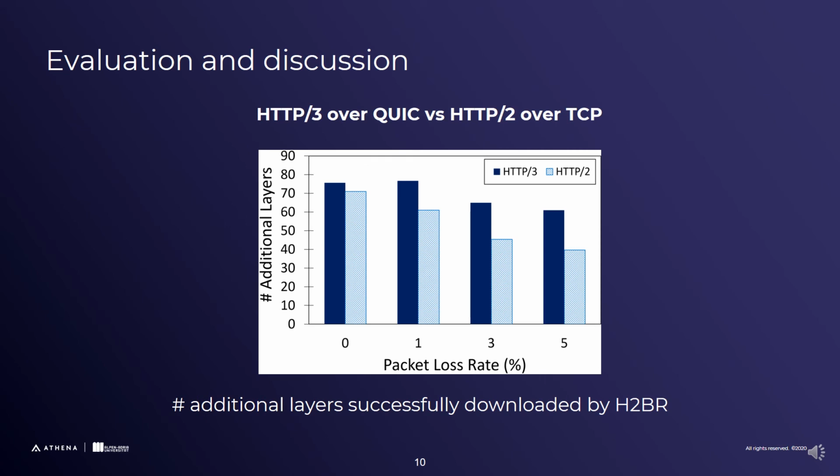This figure shows that HTTP3 supports H2BR to download more additional layers than HTTP2. With HTTP3, H2BR can fetch from 6 to 50% more additional layers, which can significantly improve the video quality and result in a smoother adaptation behavior.